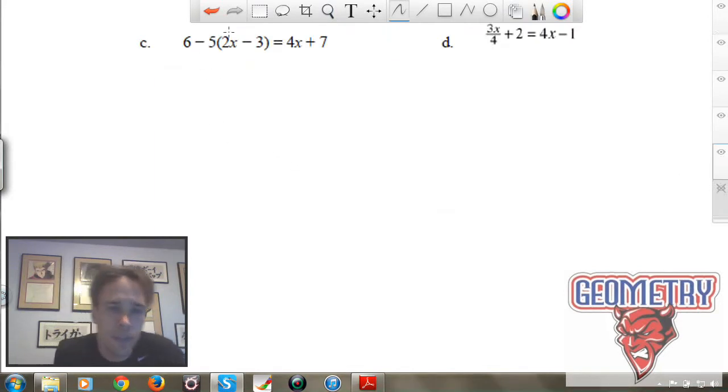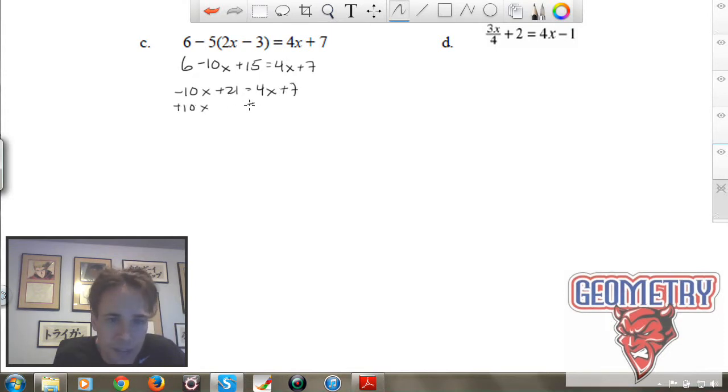Okay, part C. Looks like we're going to have to distribute here and combine some like terms. So 6 minus 10x plus 15 equals 4x plus 7. Negative 10x, I'm just combining like terms here. 6 plus 15 is 21. Okay, let's add 10x to this side. 21 equals 14x plus 7. Let's subtract 7 from this side, and we get 14 equals 14x, which works out nice to give us x equals 1.